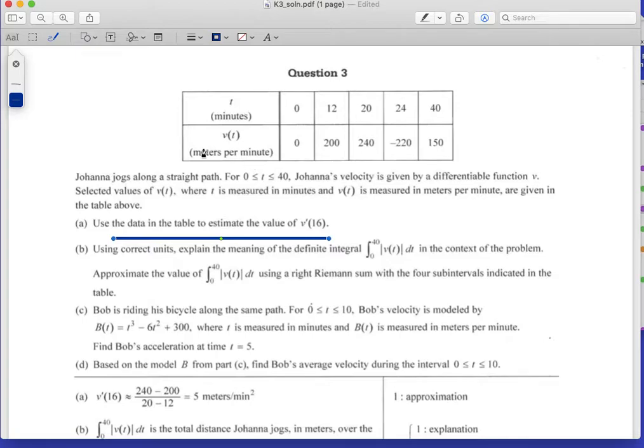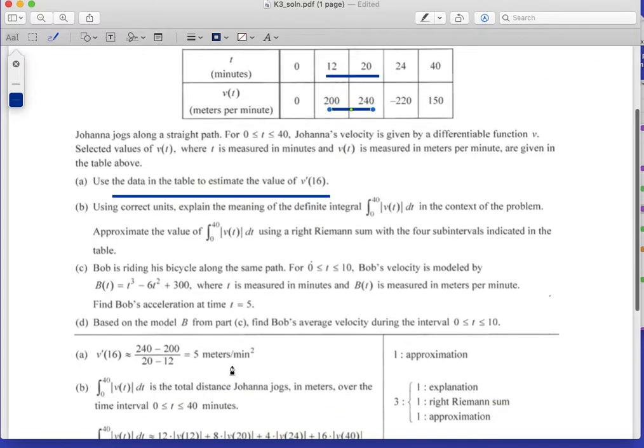This is v. We'll talk about units later. They want us to approximate the derivative of v using a table. So what do we have to do? We're thinking slope here. 16's right in this interval right here. So rise over run. Perfect.